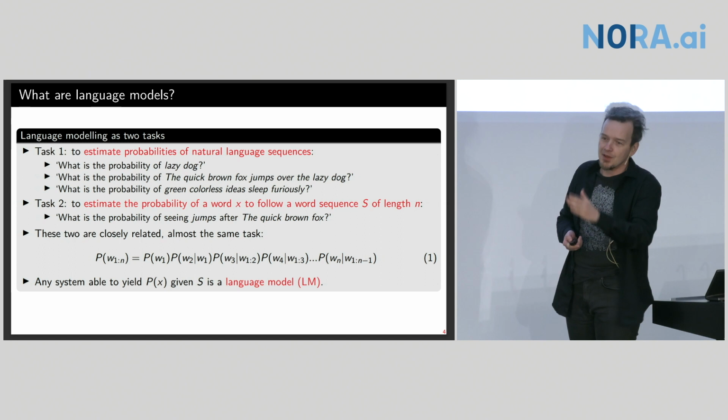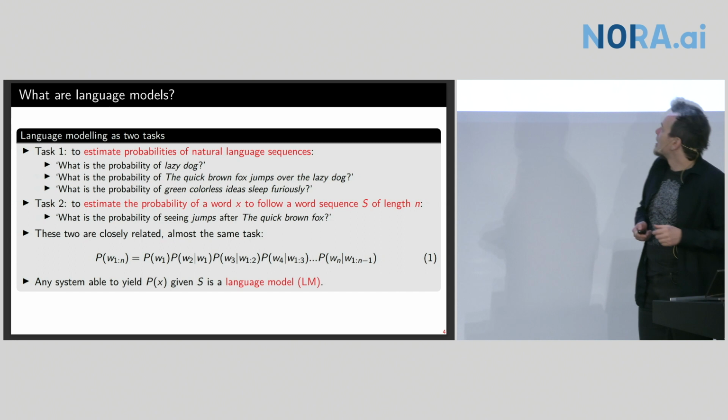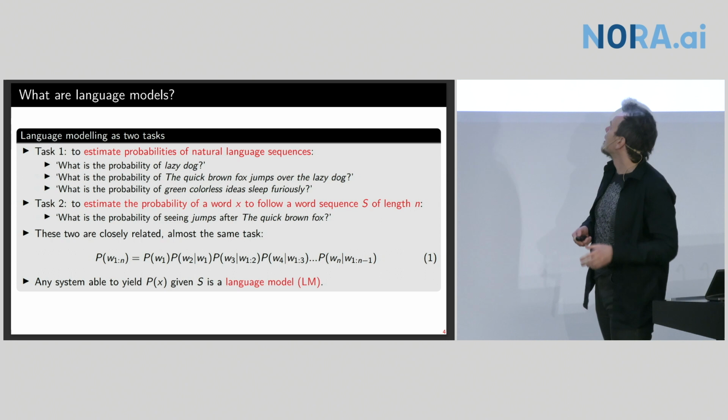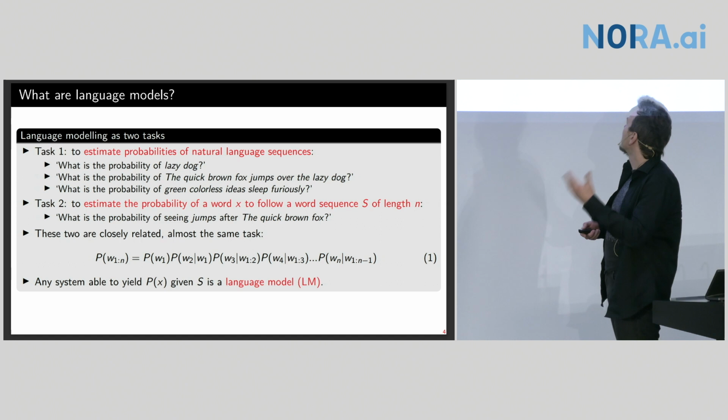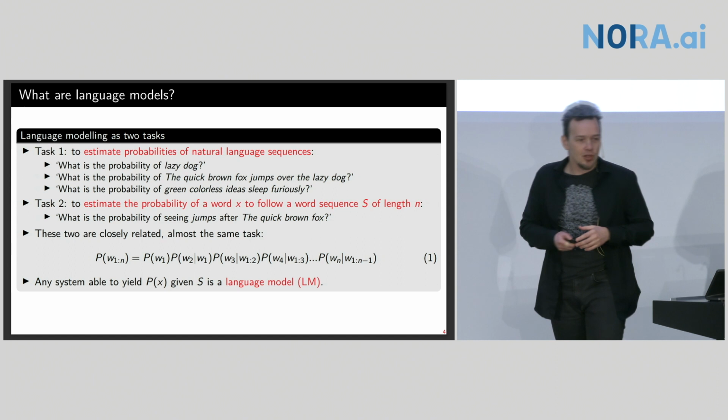So the probability of seeing "jumps" after "the quick brown fox" is just the product of the probabilities of seeing "the" at the beginning of the sentence, seeing "quick" after "the", seeing "brown" after "the quick", and seeing "fox" after "the quick brown". Right? Yeah, sure. So this is actually token prediction? Yes, word token prediction.